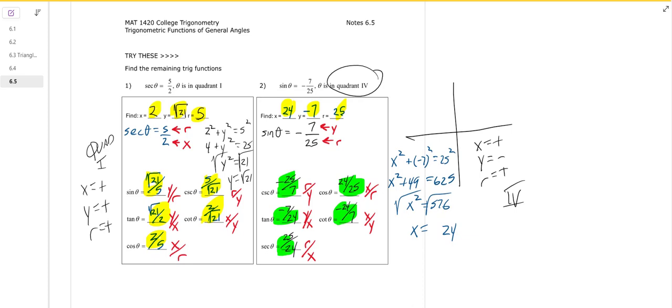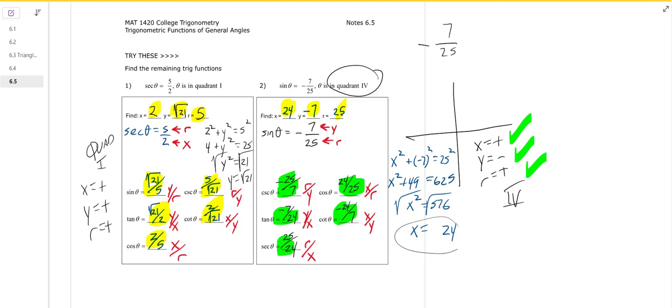Okay, so the next one, you were given quadrant 4. If you're in quadrant 4, you have a positive x, a negative y, and a positive r. R is always positive. So from the definition, the sine is y over r. So that means y would be negative 7. And that negative, I kind of wrote it right in front of the fraction bar on purpose to make sure that you reasoned out that it was the y value that was negative, not the r value, because r is always positive. So we got y and r, and then use the Pythagorean theorem.